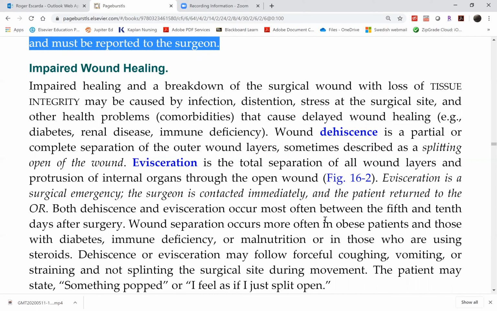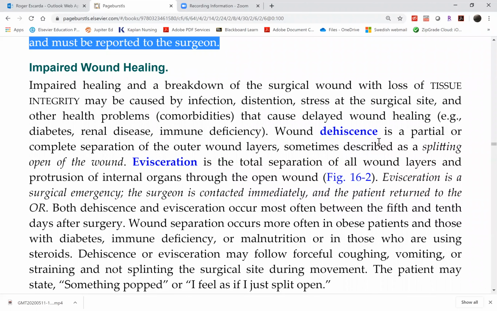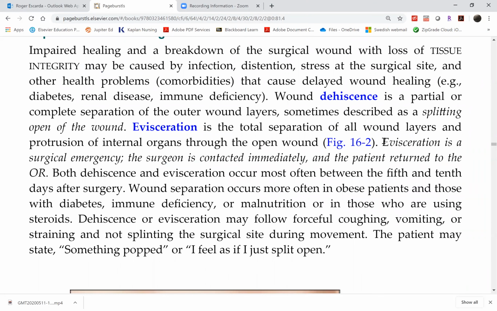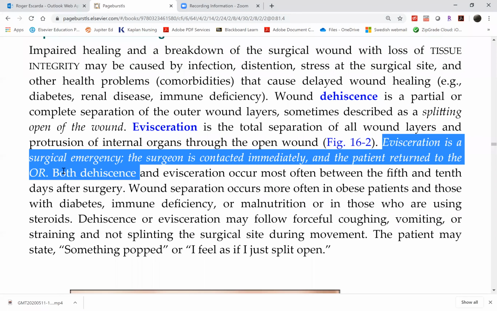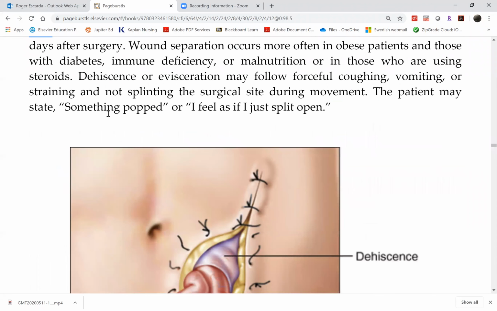The important thing here is to identify when it occurs. Dehiscence is partial or complete separation of the wound, the incision. So it opened up. Evisceration is when you see pieces of bowel coming out through that opened incision. Is it good to see a piece of bowel peeking out, saying hi to you? No, that is a surgical emergency. So what do we do with that? And these are the patient's complaints. This is the description: something popped, or I felt like I split open.